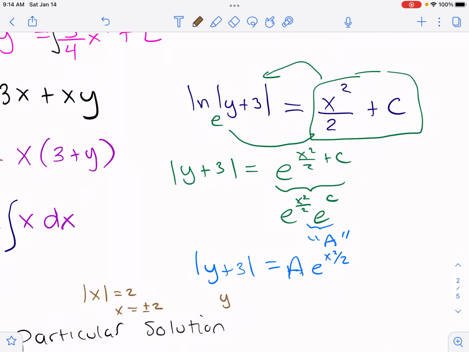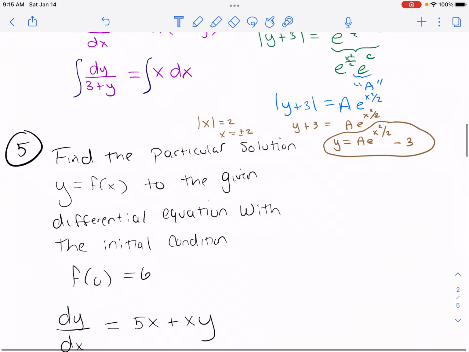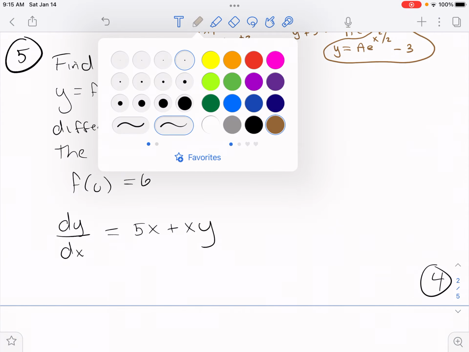So you could say y plus 3 is equal to plus or minus a e to the x squared over 2. But again, this a is to be determined. It could be positive or negative. It can kind of absorb the plus or minus, so it's not really necessary to do that if you don't want to. We minus 3 and we're done. So y equals a e to the x squared divided by 2 minus 3. And we're done.